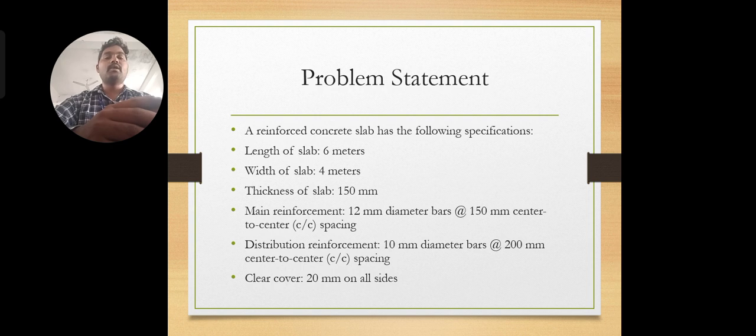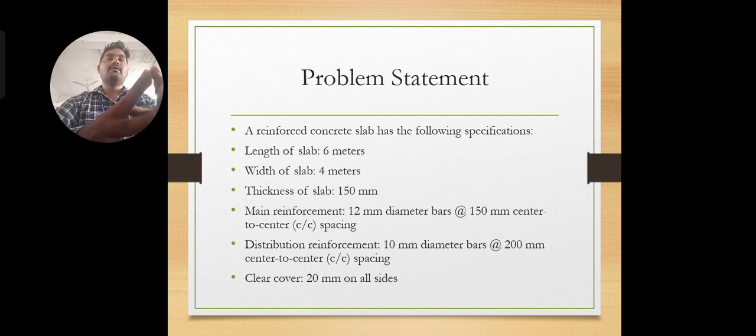The main reinforcement is 12 mm diameter bars at 150 mm center to center spacing. That means if you provide the main reinforcement bars, the spacing from one 12 mm bar to the next should be 150 mm center to center. Similarly, the distribution reinforcement is 10 mm diameter bars at 200 mm center to center spacing, and the clear cover is 20 mm on all sides.